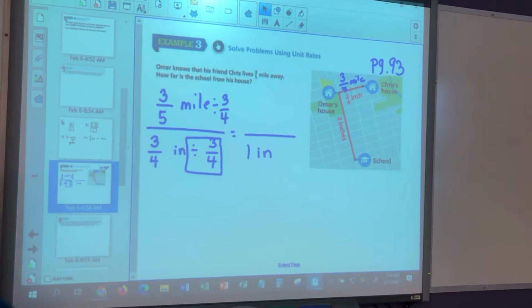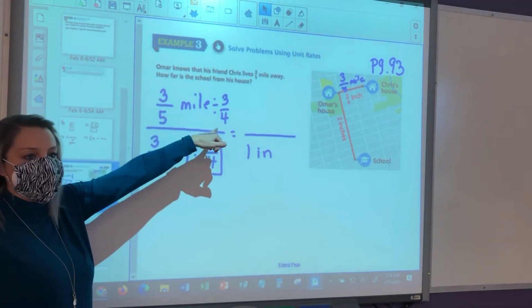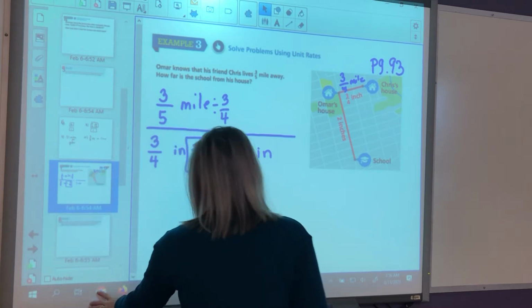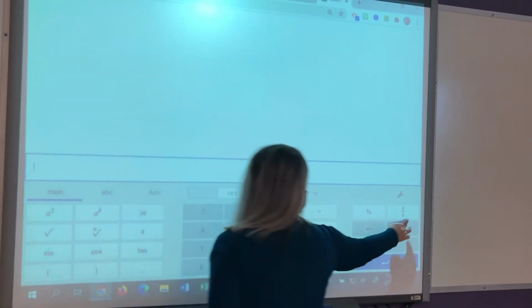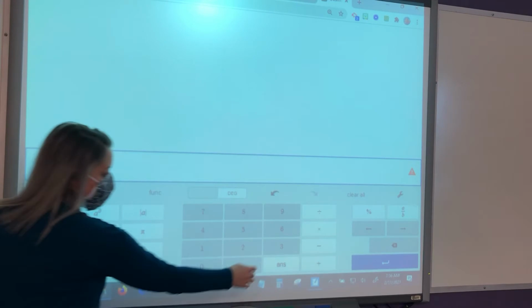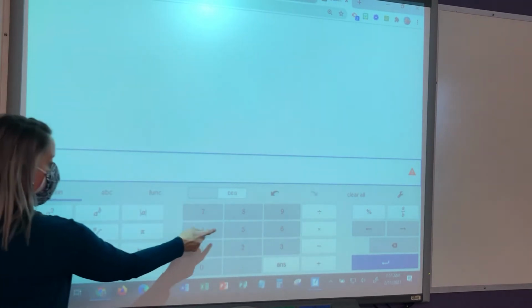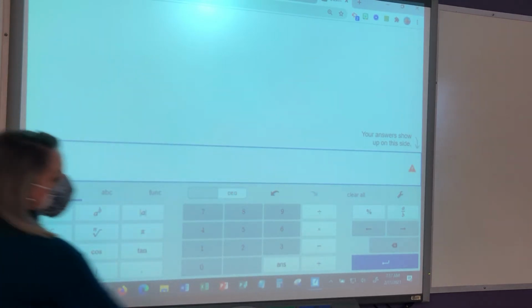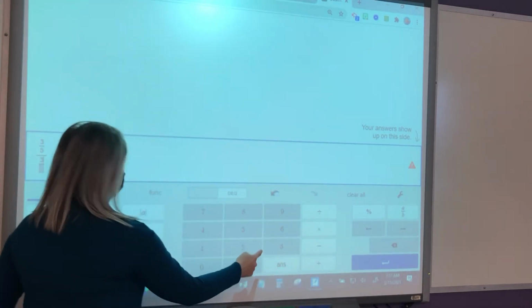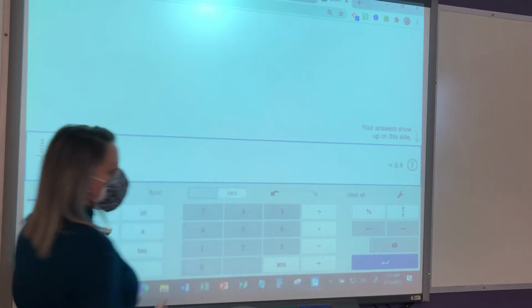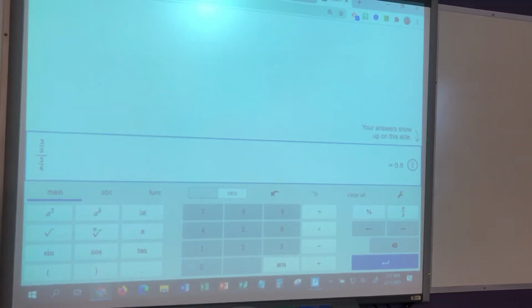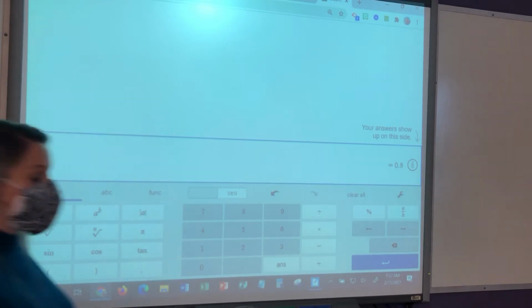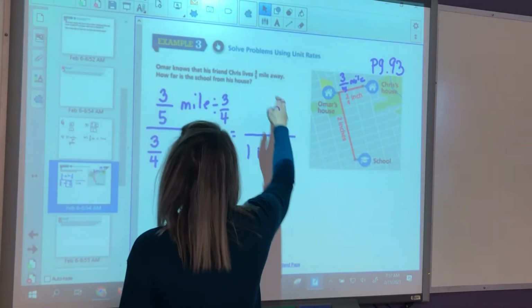It smelled. All right, 3/5 miles divided by 3/4. So I can do that on my calculator. So I can write a complex fraction: 3/5 divided by 3/4. Okay, 0.8. So I get 0.8, or 8/10 of a mile. Very good.